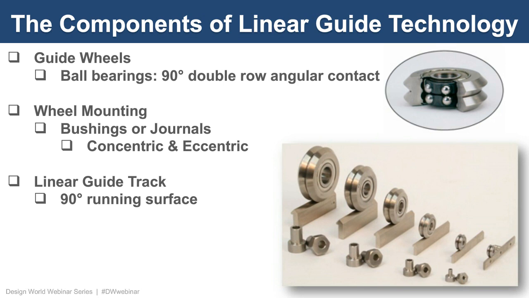The linear guide track has a 90-degree running surface that matches the 90-degree surface on the guide wheel. These linear guide tracks can be very long, and they're available in different sizes, as you can see from the image. And so with these component parts, you can select and pick and choose the right pieces and parts to build up your linear guide.